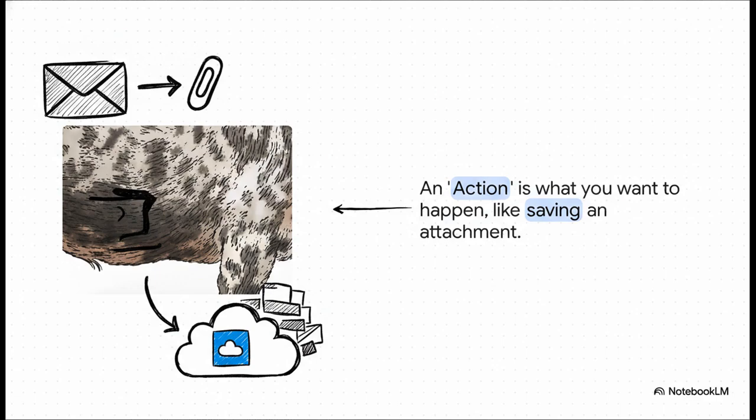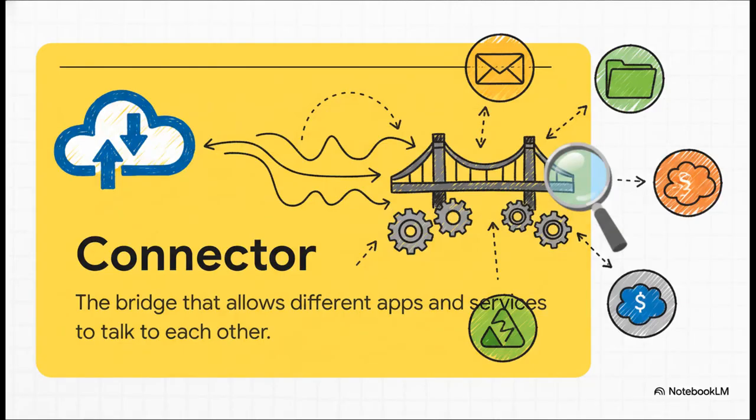Simple as that. And what makes all of this possible? How do these different apps talk to each other? Well, that's the connector. This is the real magic ingredient. It's the bridge that allows different apps and services to talk to each other. We're talking Outlook, SharePoint, Google Drive, Salesforce, you name it. The connector is what links the trigger that happens in one app to the action you want to happen in a totally different one.